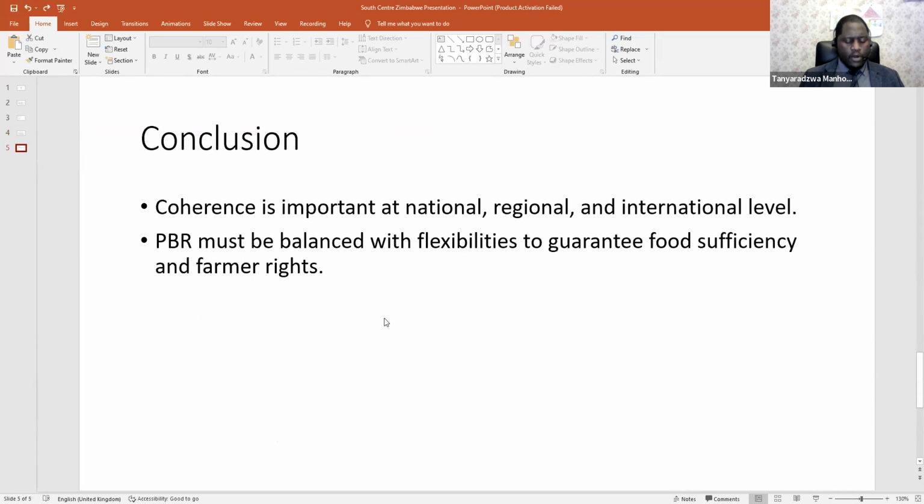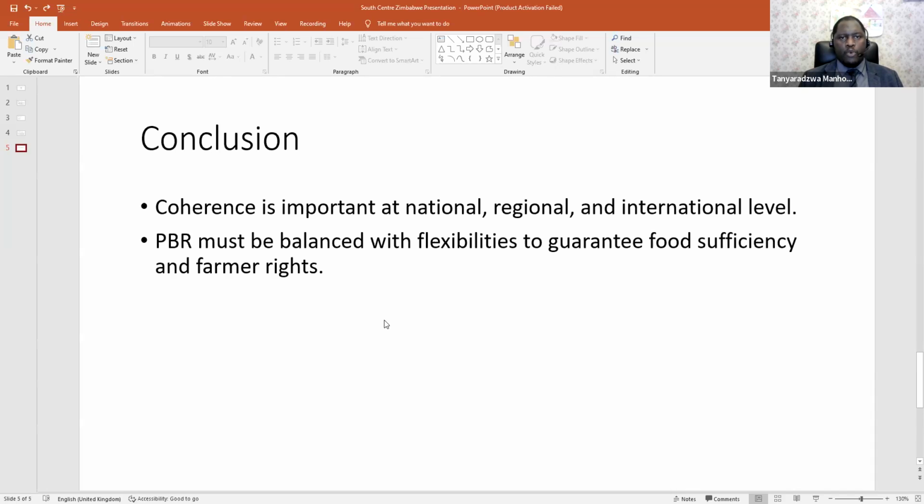So I think I'll conclude there and just reiterate what has been stated by previous presenters. Coherence is very important at national, regional, and international level, but particularly looking at an African perspective. As I've highlighted, we're a member of ARIPO, an IP filing system within Anglophone Africa, but we're also a member of the Southern Africa Development Community, and there are already two potential regional systems for plant variety protection.